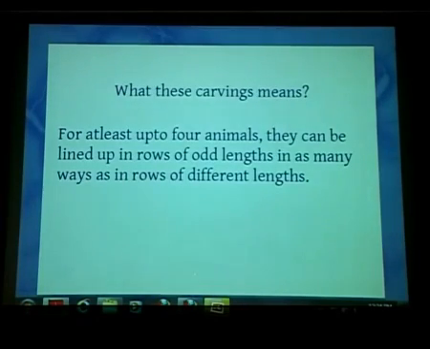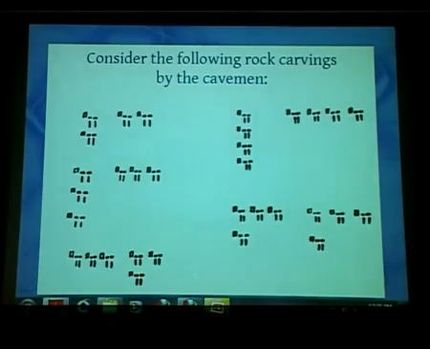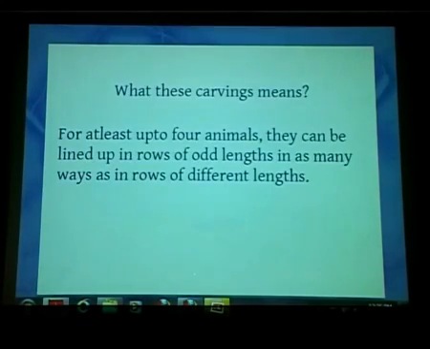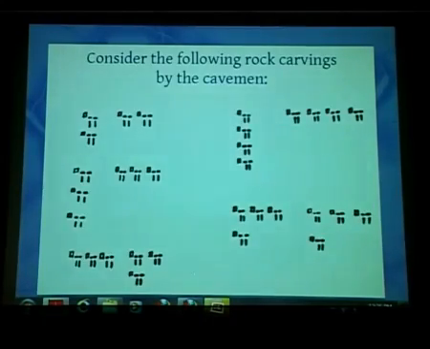As they knew only counting of small numbers, they are giving the terms in terms of n equal to 4, like the number of animals is 4. For at least up to 4 animals, they can be lined up in rows of odd lengths in as many ways as in rows of different lengths. Let me explain this statement clearly.